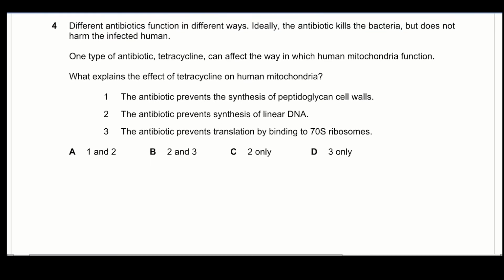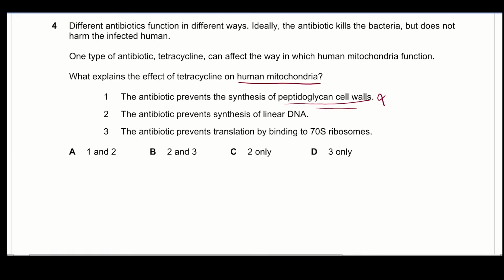Different antibiotics function in different ways. Ideally, the antibiotic kills the bacteria, but does not harm the infected human. One type of antibiotic, tetracycline, can affect the way in which human mitochondria function. What explains the effect of tetracycline on human mitochondria? 1. The antibiotic prevents the synthesis of peptidoglycan cell walls. This is incorrect because here it's mentioning human mitochondria, and human mitochondria does not have cell walls.